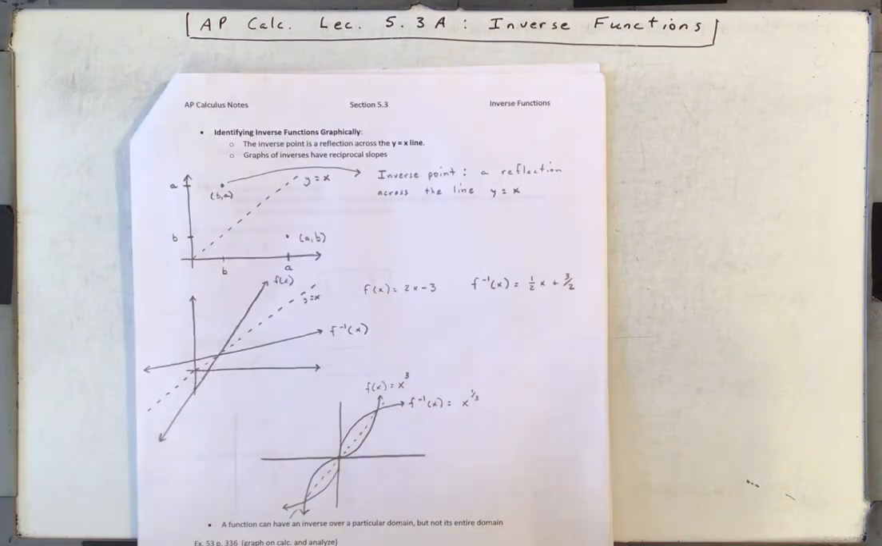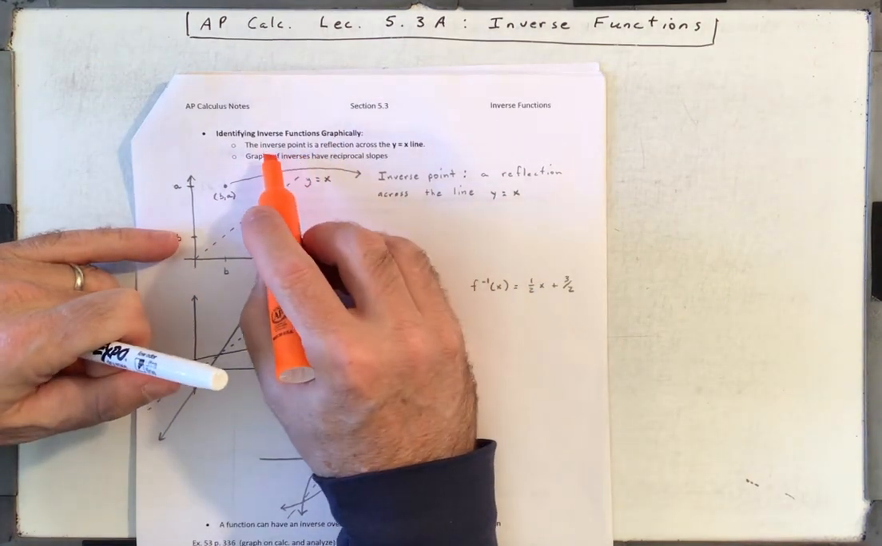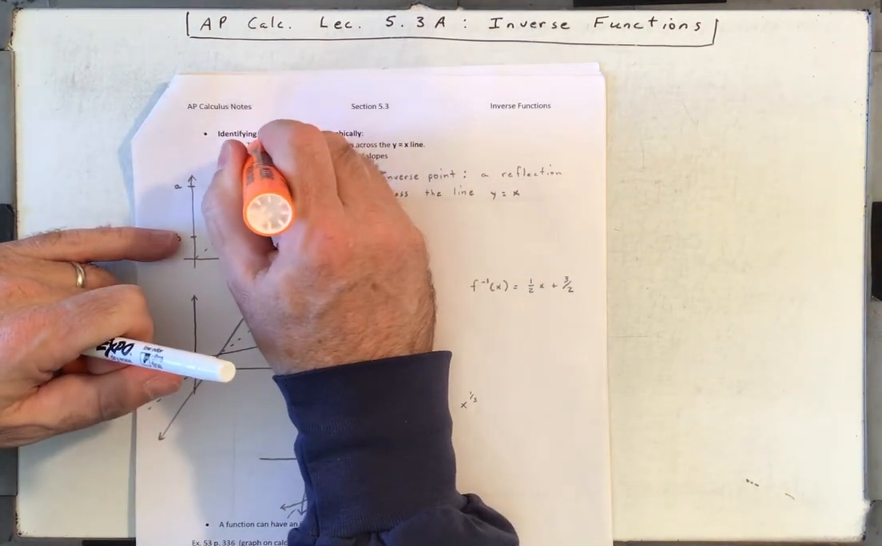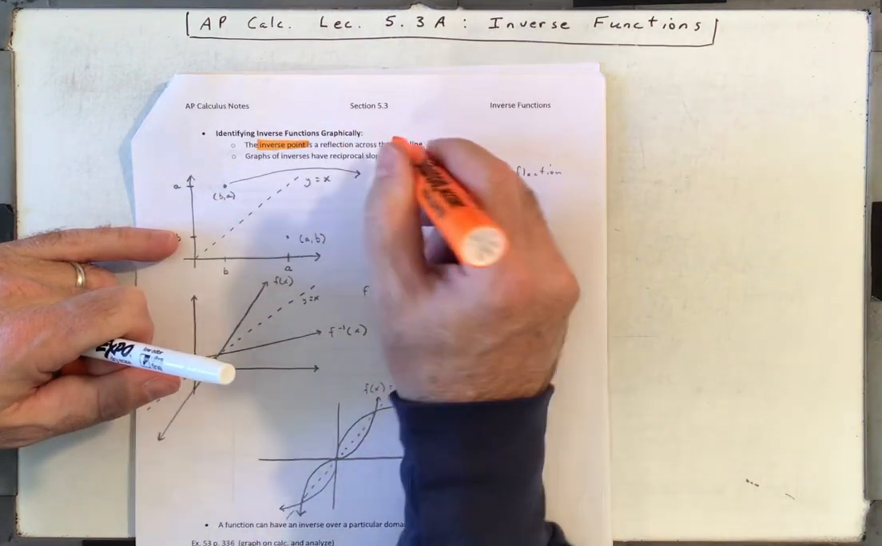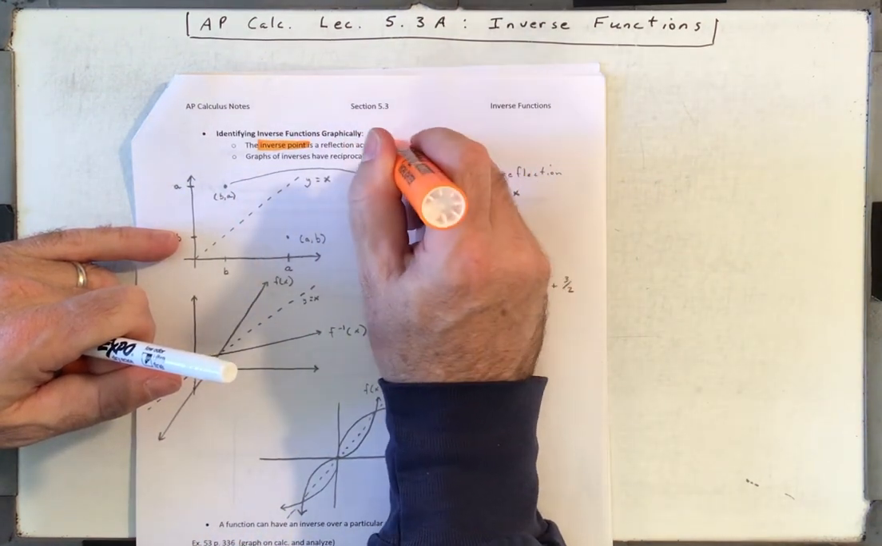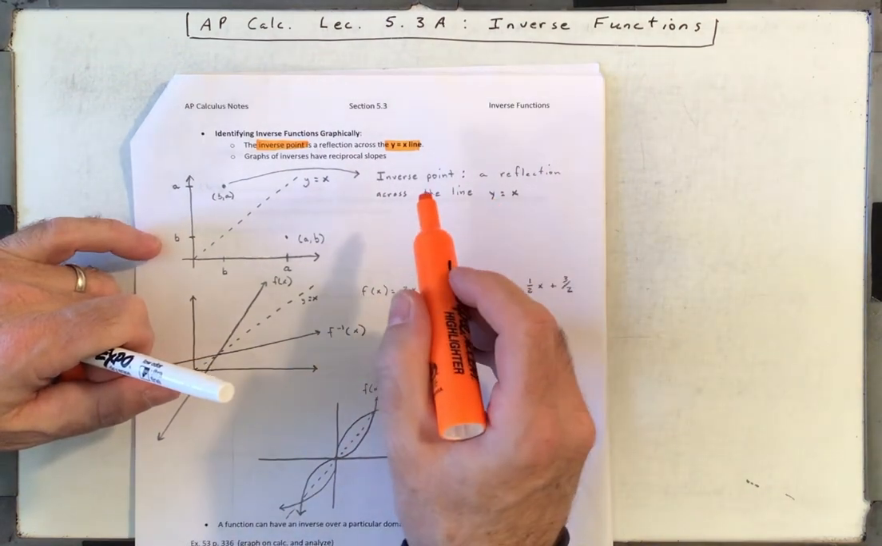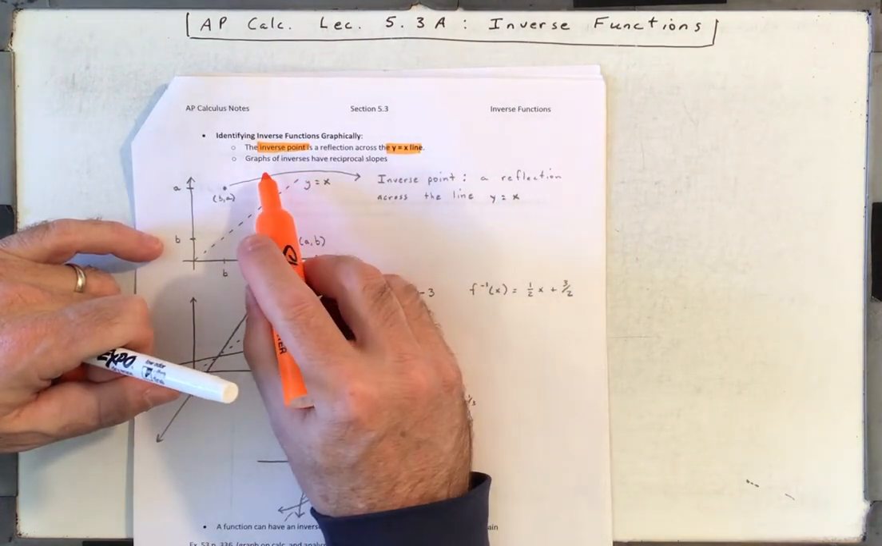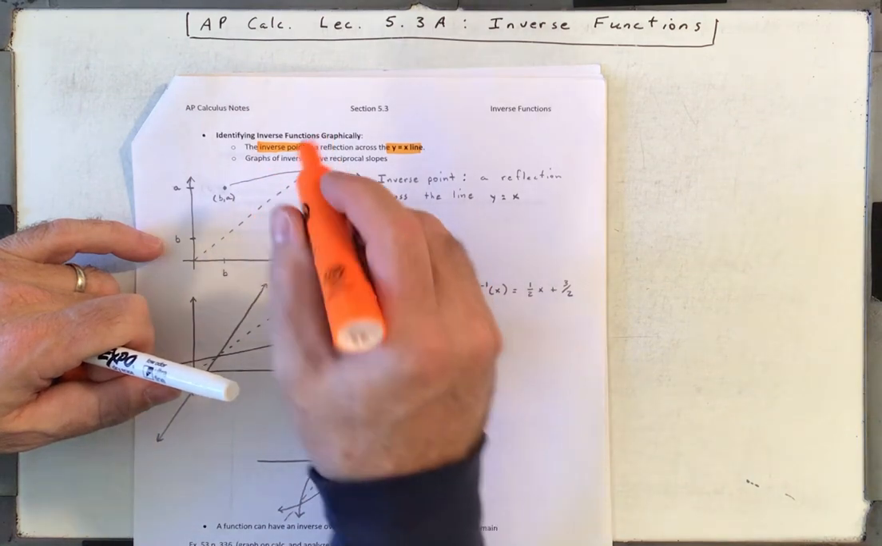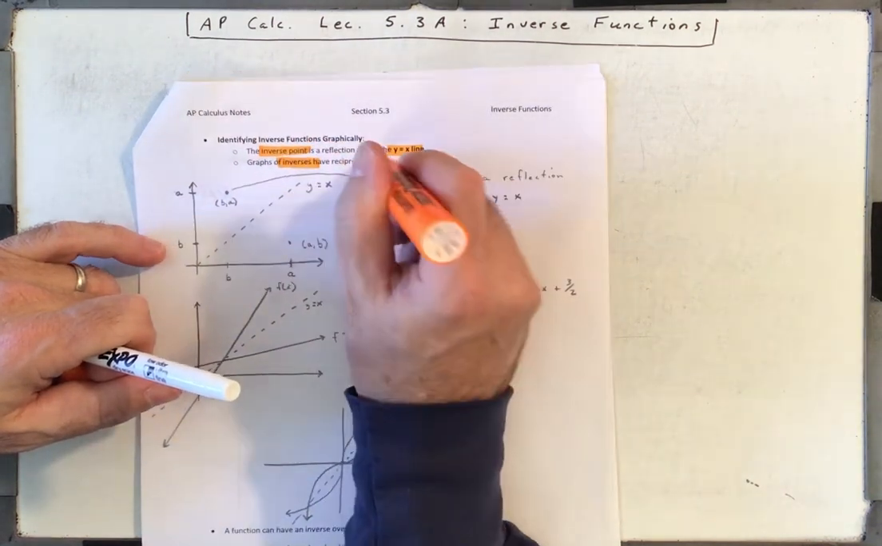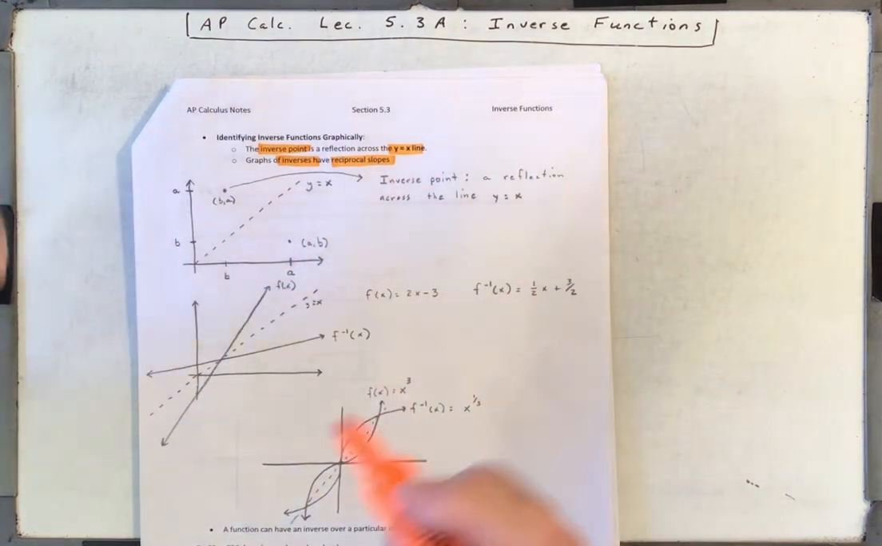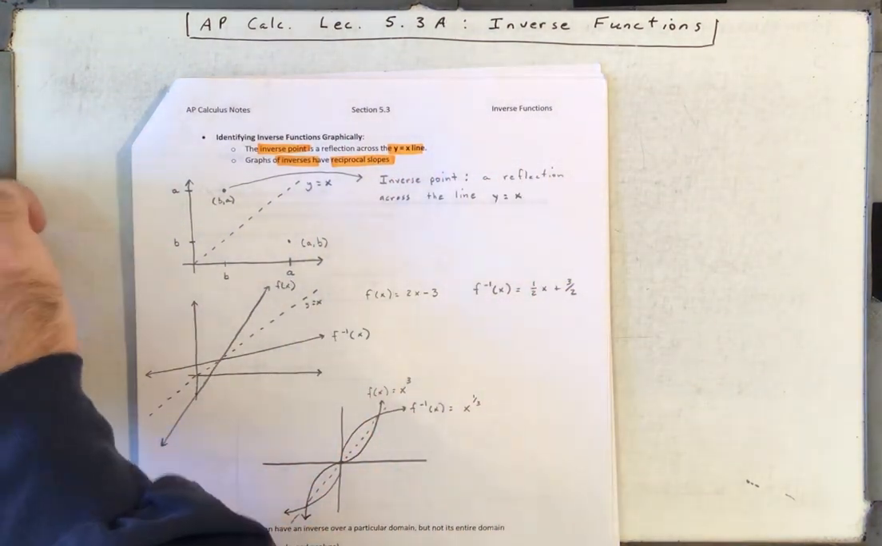So over to page 3. So you see we're going to draw some more graphs here. Identifying inverse functions graphically, the inverse point, so we're just talking about a point here on the graph, is a reflection across the y equals x line. So the y equals x line is that 45-degree line that passes through the origin. All right, graphs of inverse functions have reciprocal slopes. Okay, so let's do these graphs.